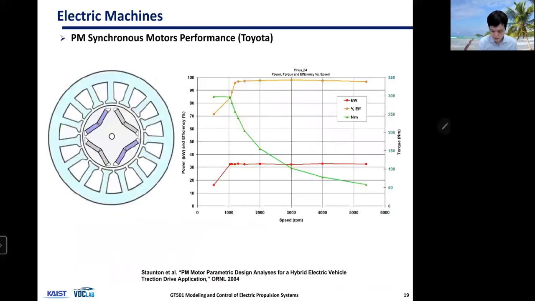This is another more realistic example of PM synchronous motors. So they put this permanent magnet here within the rotor to generate magnetic field within the rotor, and then you have these windings at the stator. Okay, you have windings at the stator, and you flow alternating currents, and by applying the three-phase, you can rotate your magnetic field continuously and smooth. Okay.